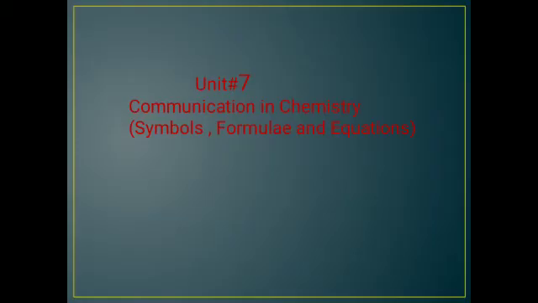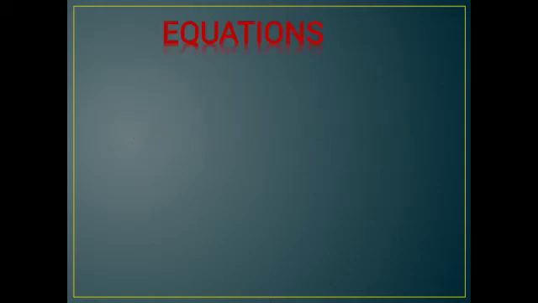Now today I will continue Unit number 7, Communication in Chemistry: Symbols, Formulae and Equations. In this chapter you learned about the symbols, formulae, radicals and valency. Now today I will explain equations. What is an equation? It is a shorthand method of describing, or you can say expressing, the chemical reaction in terms of symbols and formulae of the substances involved in a chemical reaction.